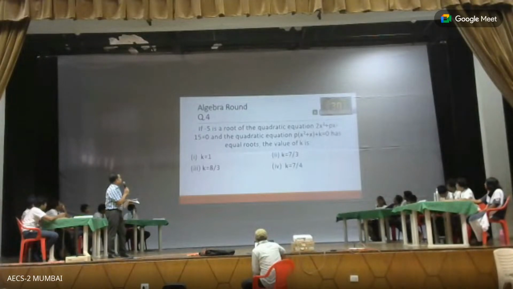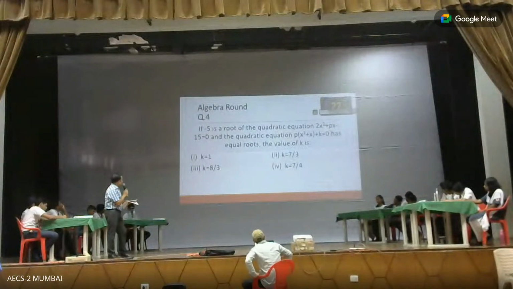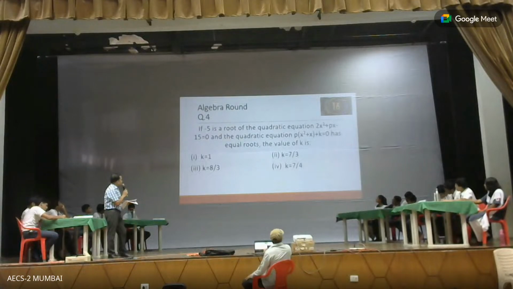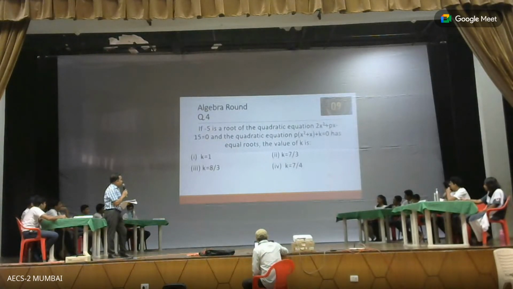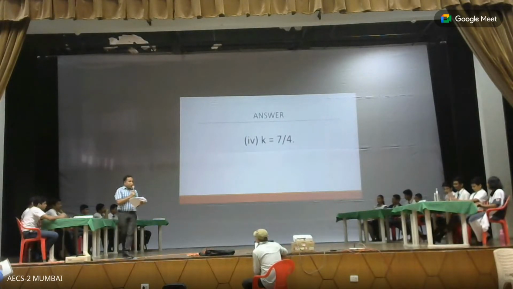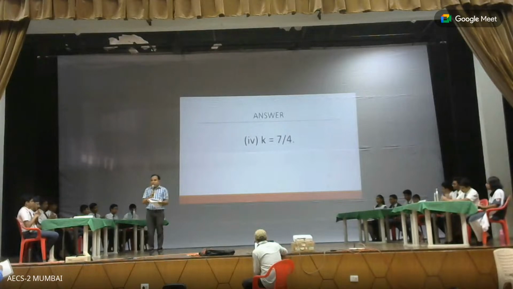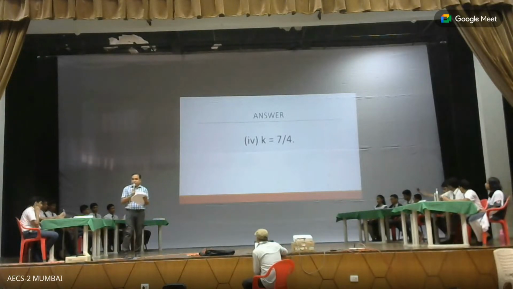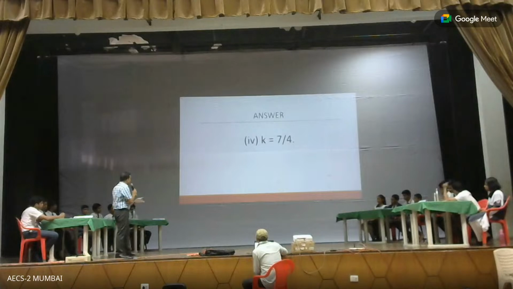The time begins now. Two equations have equal roots, and minus 5 is a root of the first equation. The value of k is to be obtained. 7 by 4, option 4. Option 4, k equals to 7 by 4. Sir, answer please. 7 by 4 is the right answer. Congratulations, team Aryabhatta, and all the 4 teams have grabbed quickly and opened their account. Congratulations to all the teams.